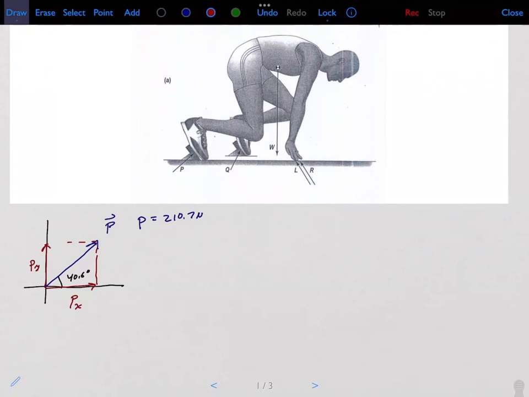Okay, the second vector, I'm going to draw all these out first. The second vector is also in the first quadrant. It's Q. The magnitude of Q was 181.3 newtons. This direction was 63.1 degrees. And we want to find the components. So we want to find Qx and then Qy.